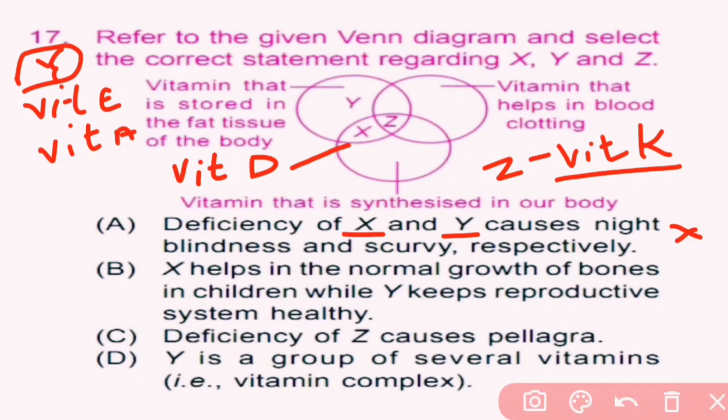Now option B, X helps in normal growth of bones in children while Y keeps reproductive system healthy. So here X is vitamin D and vitamin D helps in normal growth of bones in children and Y is vitamin E, which keeps the reproductive system healthy. So it is a correct statement. Option C, deficiency of Z causes pellagra. Pellagra is caused by deficiency of vitamin B, so it is incorrect.